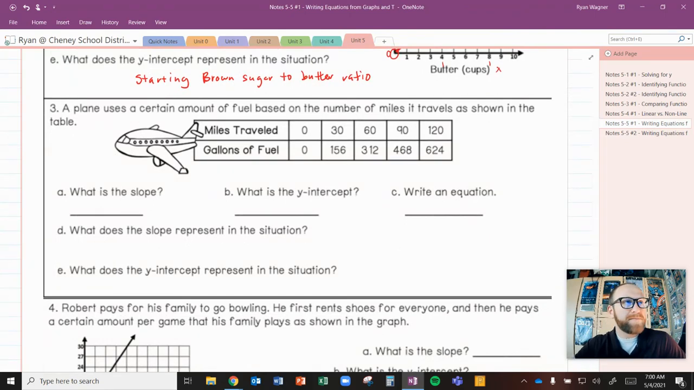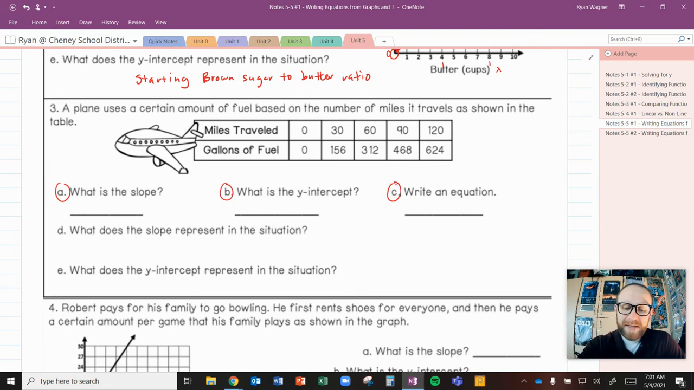Number 3. A plane uses a certain amount of fuel based on the number of miles it travels shown in the table. Here's what I would like you to do. I want you to find slope. I want you to find the y-intercept, and I want you to write an equation. Okay? Use the slope formula, y2 minus y1 over x2 minus x1. Pick 2 points, find the slope. The y-intercept is where x equals 0. Okay? And then you'll plug that in to the equation.